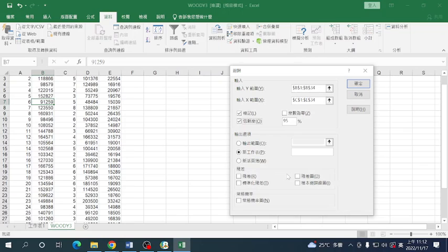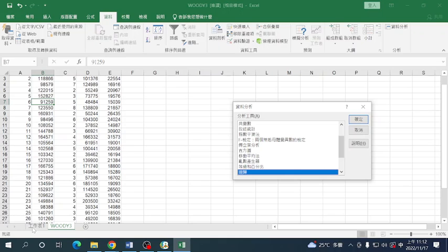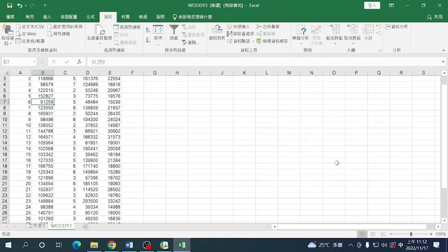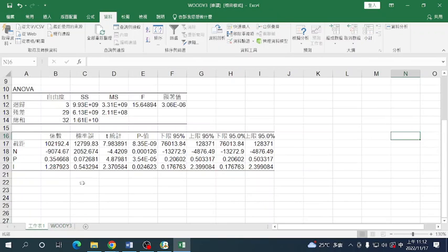Also, there's a column here, say label. I have to click the label box also. Okay? Then all the output will be on the new sheets. Okay, after I do that, I will have the output something like this one.